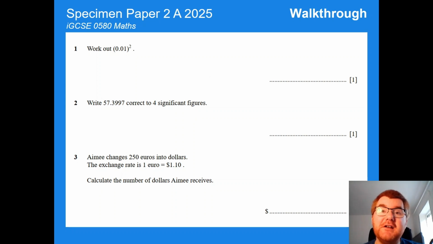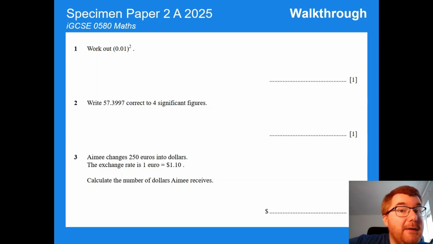So today we're going to go through the Specimen Paper 2 for 2025, and this is Specimen Paper 2A. Now I've had a few requests for this kind of video, so let's go through question by question and make sure we're happy with this non-calculator kind of paper. Again, no calculators being used in this paper. Right, let's get started. So we've got work out 0.01 all squared.